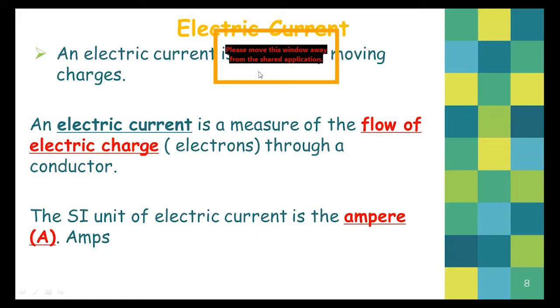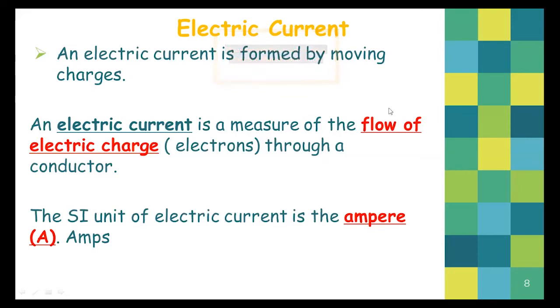Okay, so this is the definition of this new physical quantity that we get today. Electric current is just the measure of the flow of electric charges. Don't forget that electric charges are always electrons, because just electrons are free to move through a conductor. Okay? Good.